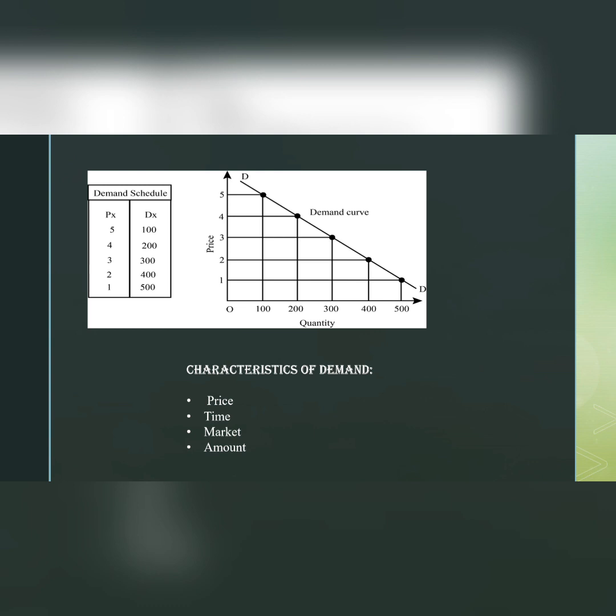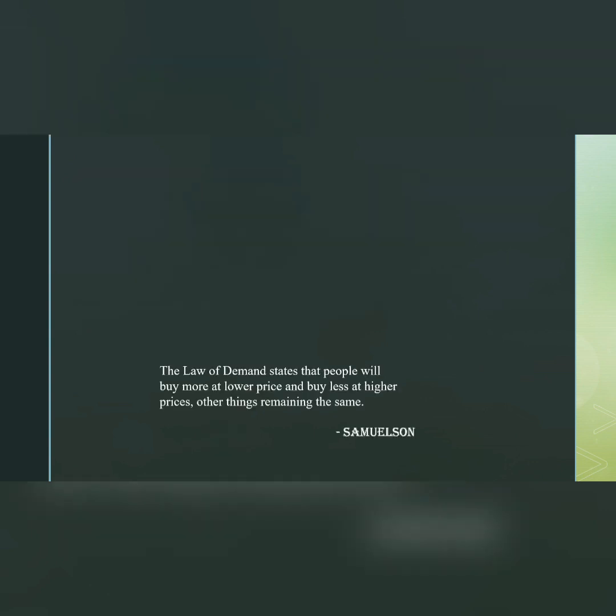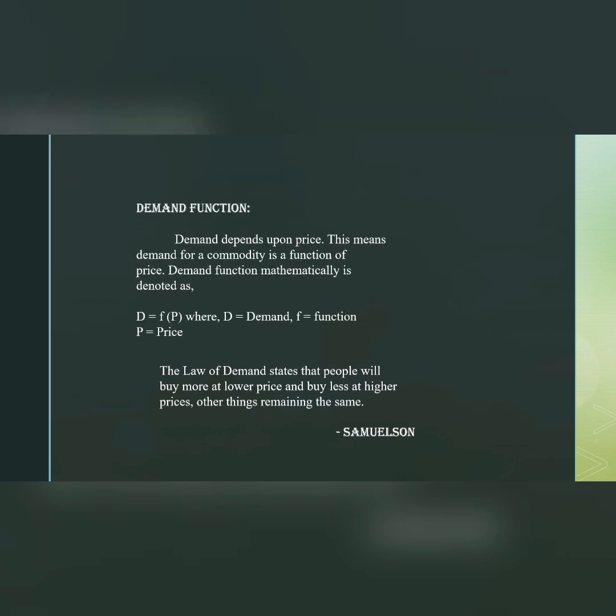Let's see the demand function. Demand depends upon price. Already we have seen the characteristics of demand. The first is price, so demand always depends upon price. This means demand for a commodity is a function of price. The demand function is mathematically denoted as D = f(P), where D means demand, f denotes function and P denotes price.